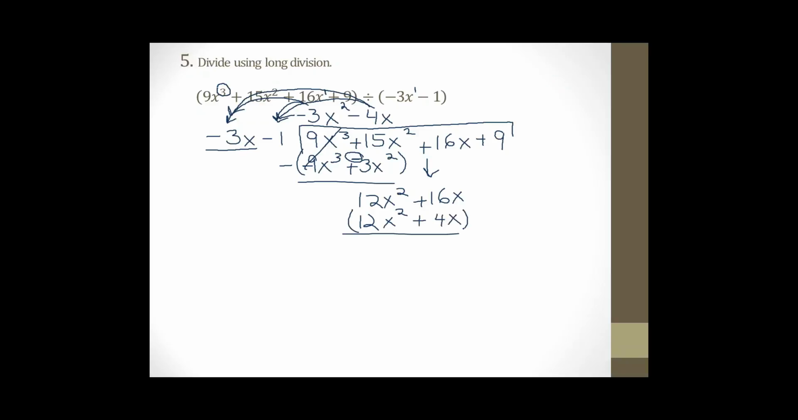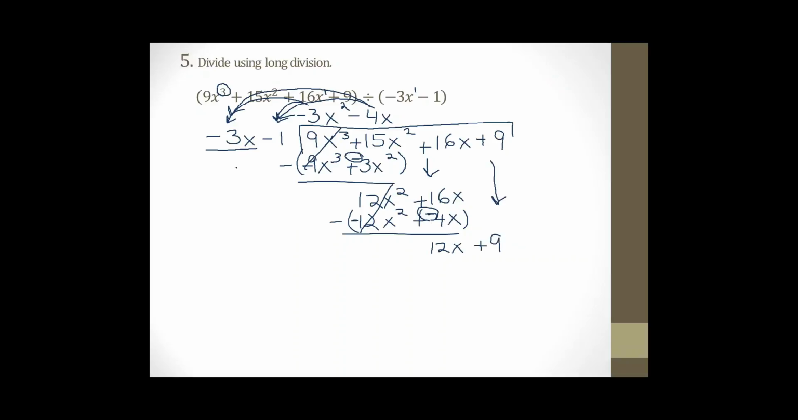Again, subtracting, which changes all the signs. This becomes negative, this also becomes negative. And now adding down, 12x squared minus 12x squared cancels out as 0. And then 16x minus 4x is 12x. Bringing down the last term, plus 9.